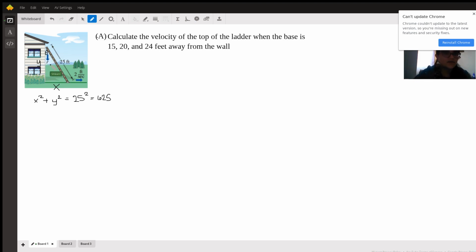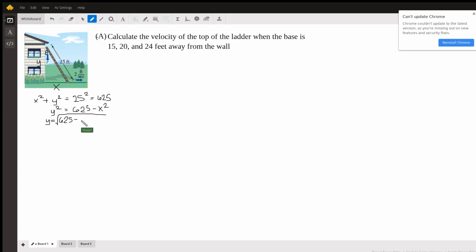Now, based on the Pythagorean theorem, we can infer that x squared plus y squared is 25 squared, or 625. So we can derive an expression for this vertical length y in terms of the horizontal length x. So this means that y squared is equal to 625 minus x squared, and y is equal to the square root of 625 minus x squared.